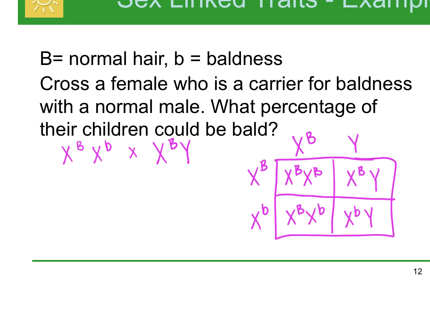Okay, so let's check your work. You should have X big B, X big B, X big B, Y, X big B, X little b, and then X little b, Y. So then let's figure out what percentage of the children could be bald. If we look at the daughters, they both have at least one capital B, so they will have normal hair. This son, he would have normal hair, and this one down here has the lowercase b, so he would be bald. So for this couple, for daughters, there's a 0% chance, 50% chance for sons.